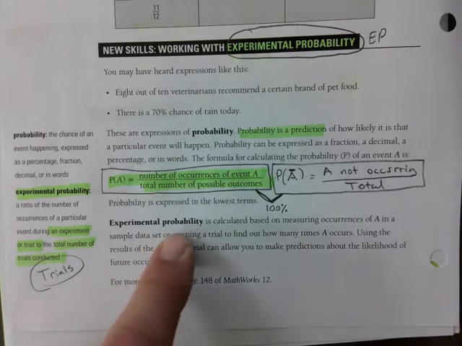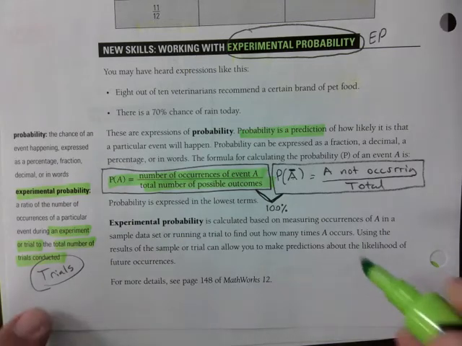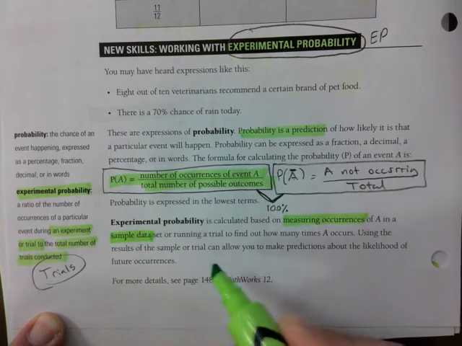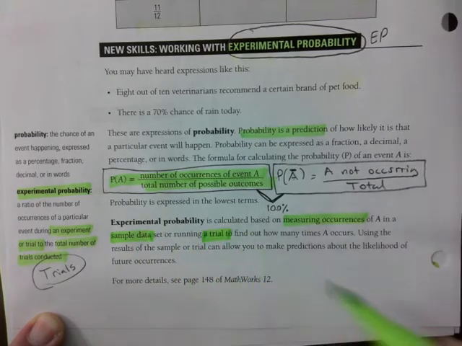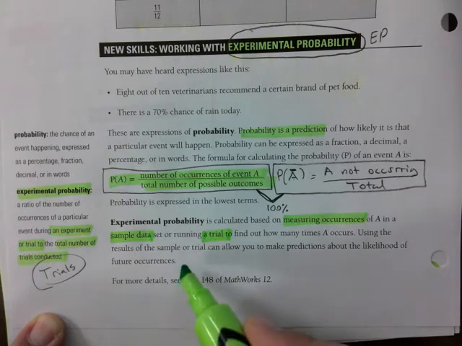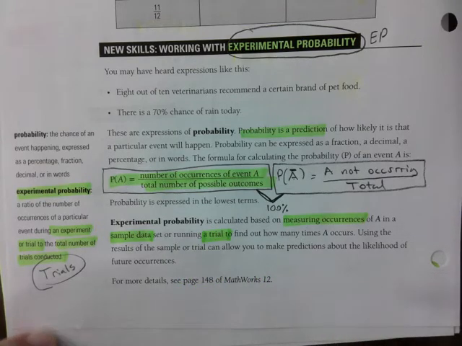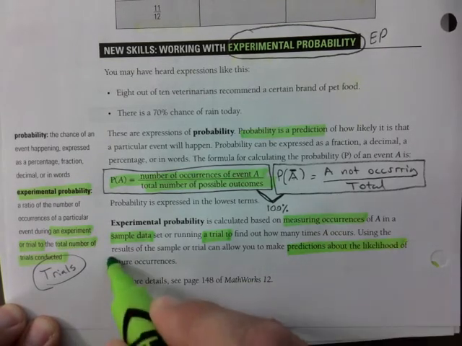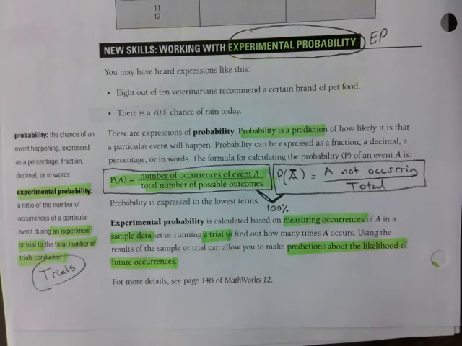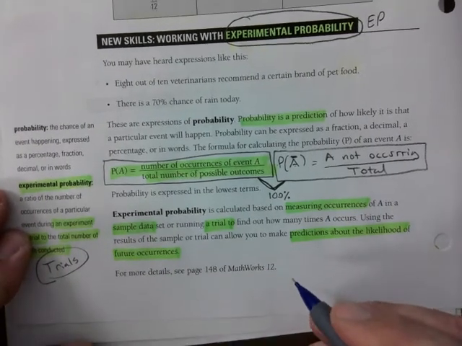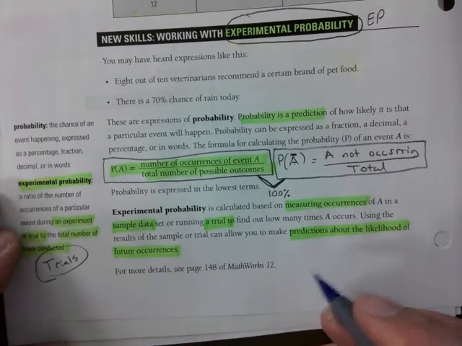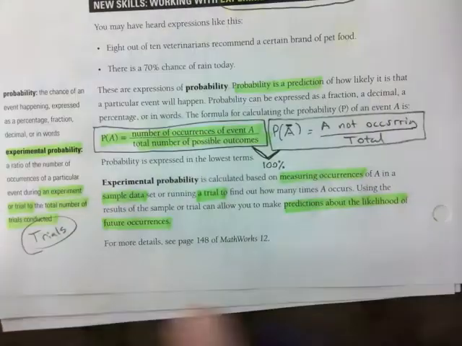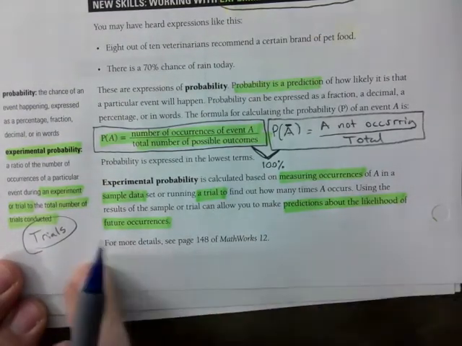Okay. Experimental probability is calculated based on measuring occurrences. There's a sample data set or trials. Using the results of the sample or trial, you can make predictions of the likelihood of future occurrences. Can you highlight this or underline? You can make predictions of future occurrences. So I want you to write that nice and big. You have to have this on your study sheet. The only place on this page is the bottom here where that fits.